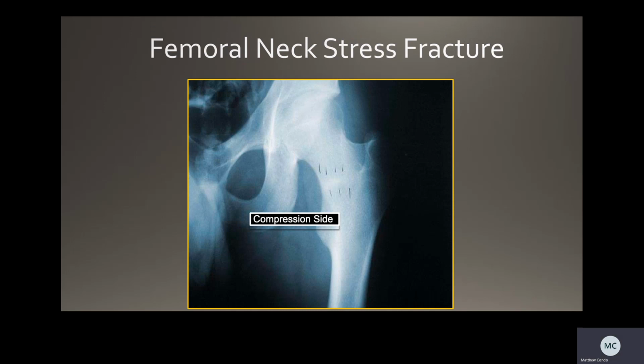This one you can't see so much, right? If you're just looking at it quickly, you might miss this one. But once you really hone in, you can see that there is some compression right around the femoral neck.